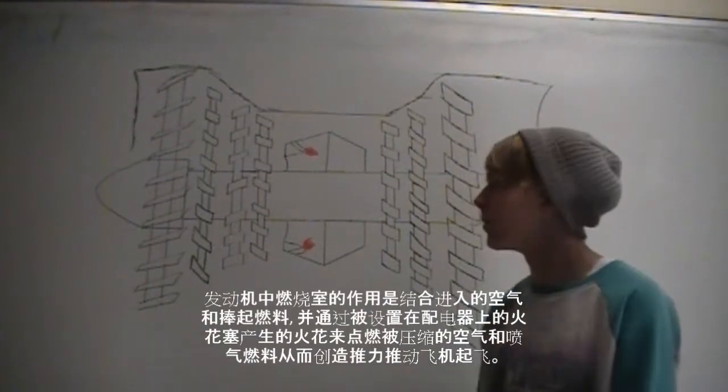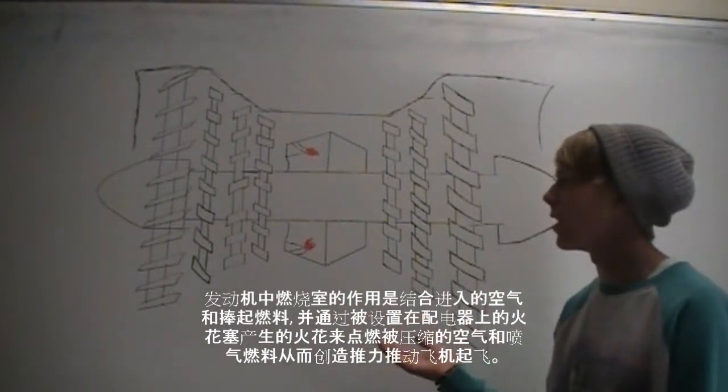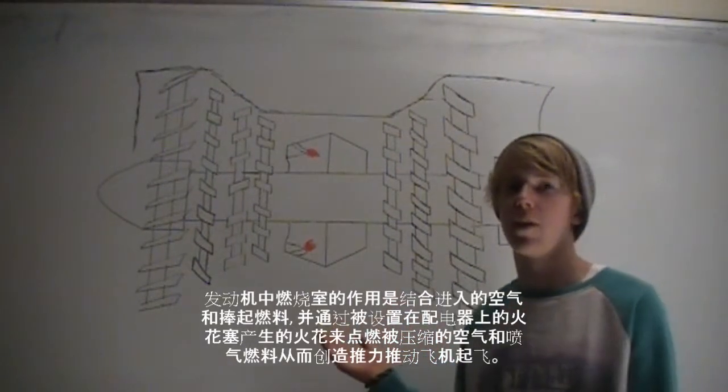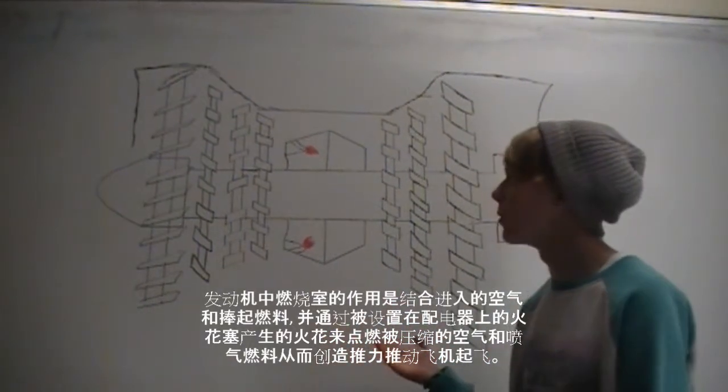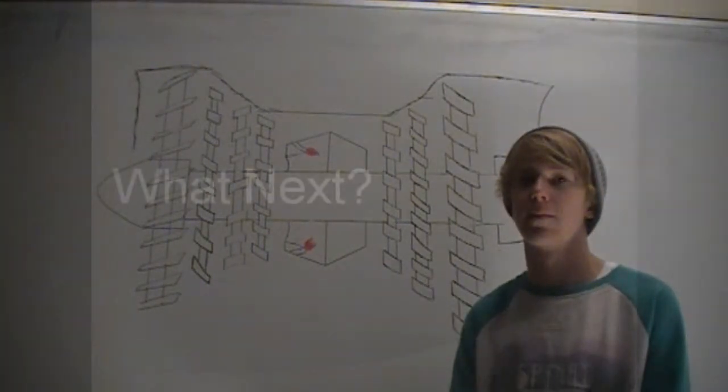The next mechanism, the combustion chamber, its role in the engine is to combine compressed air and jet fuel and ignite it to create thrust for the airplane to fly. It ignites the fuel with spark from the spark plugs and is set on tracked ignition from the distributors.